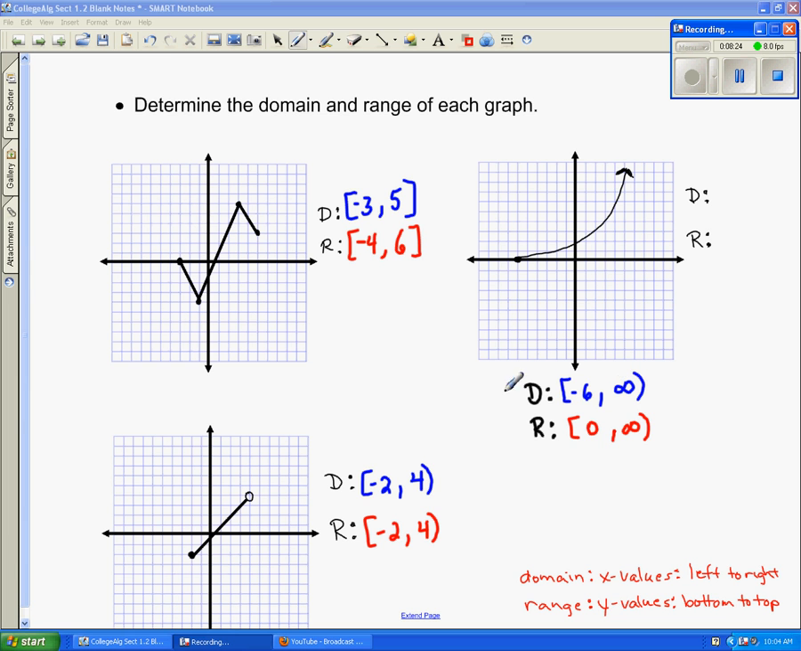And the last one, let's check our answer there. Domain goes negative 6, and it goes on forever, so it's infinity to the right. And then from the bottommost point is going to be 0, and it goes on forever to the top, so it's also going to be positive infinity. You mostly just have to keep this idea right here in mind when asking yourself domain and range.